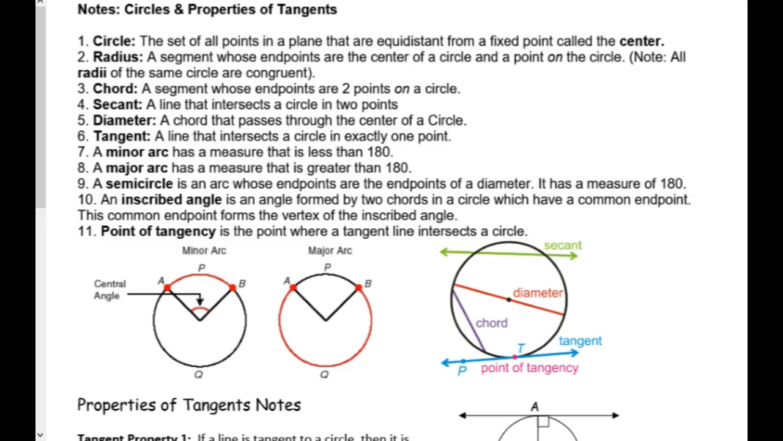Note, all the radii of the same circle are congruent. So radii is a fancy way of saying multiple radius, okay? It's plural, so all the radii are equal, because that's what a circle is, equal distance from the center.